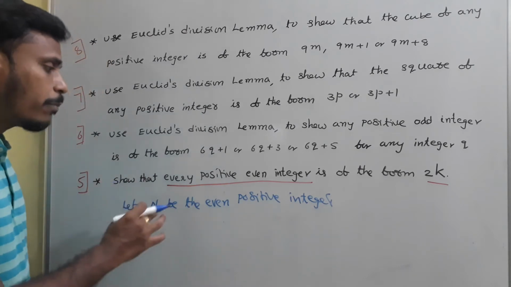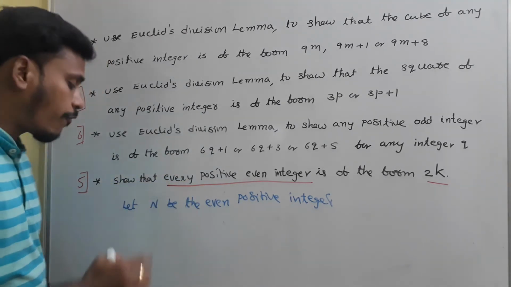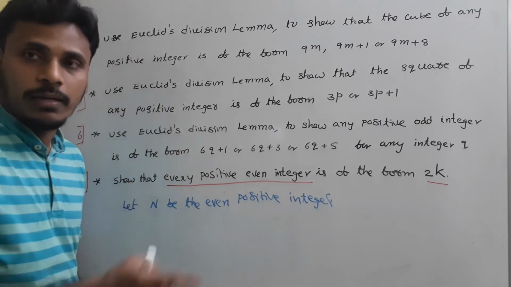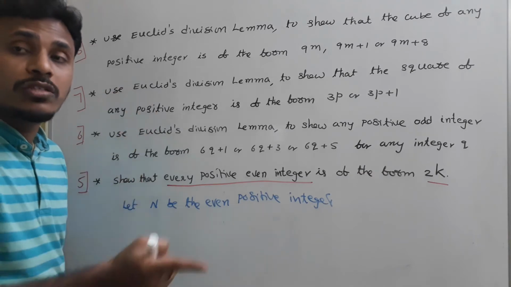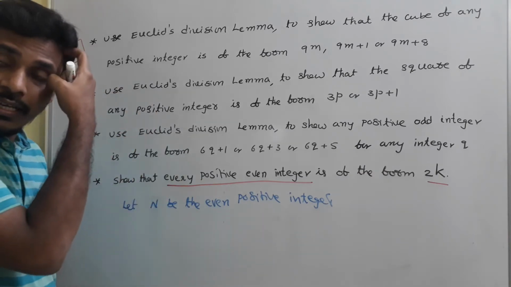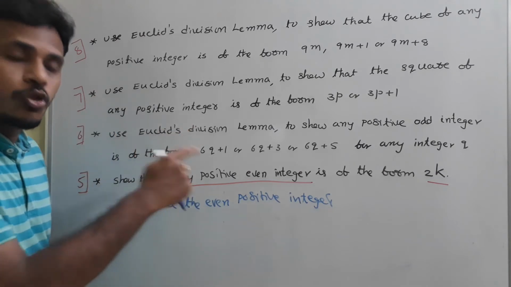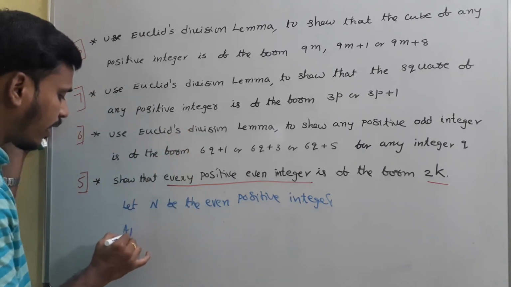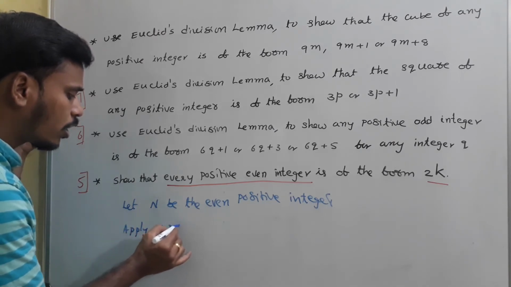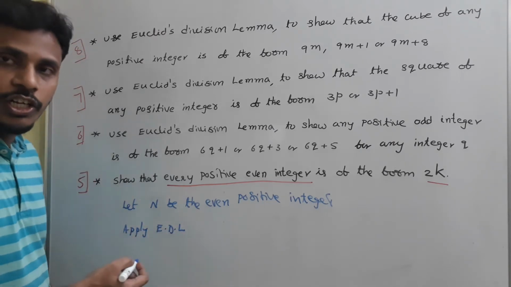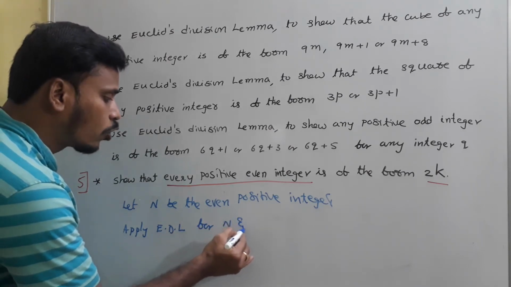Okay, let n be the even positive integer. Now we need to apply Euclid's lemma for this n along with some other number. So your skill depends on choosing the other number. Clearly one number is n and the other number, according to the situation, is 2. Now we need to write like this. Apply Euclid's division lemma, which I am writing as EDL. Apply Euclid's division lemma for n and 2.